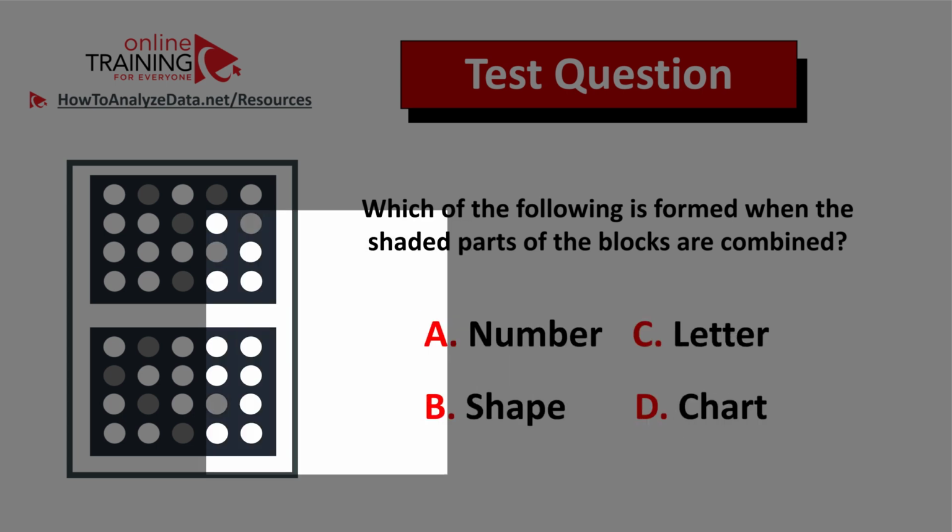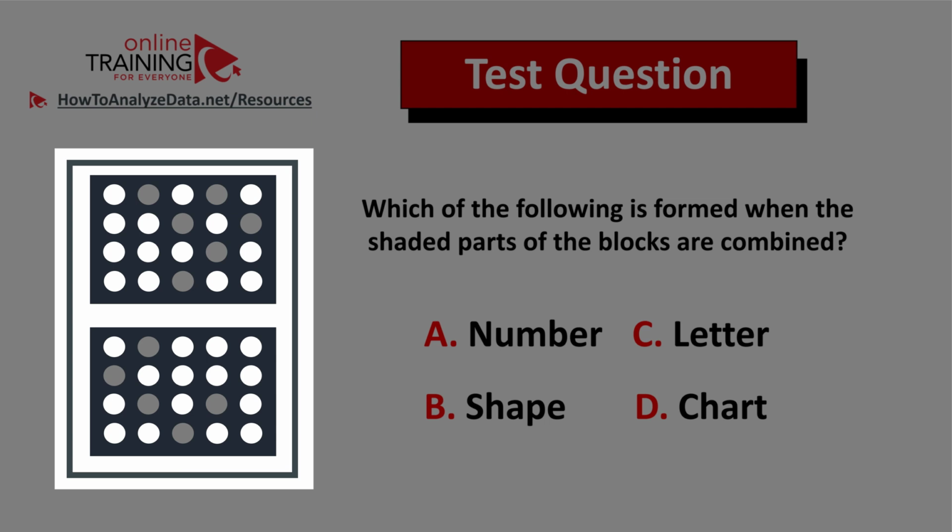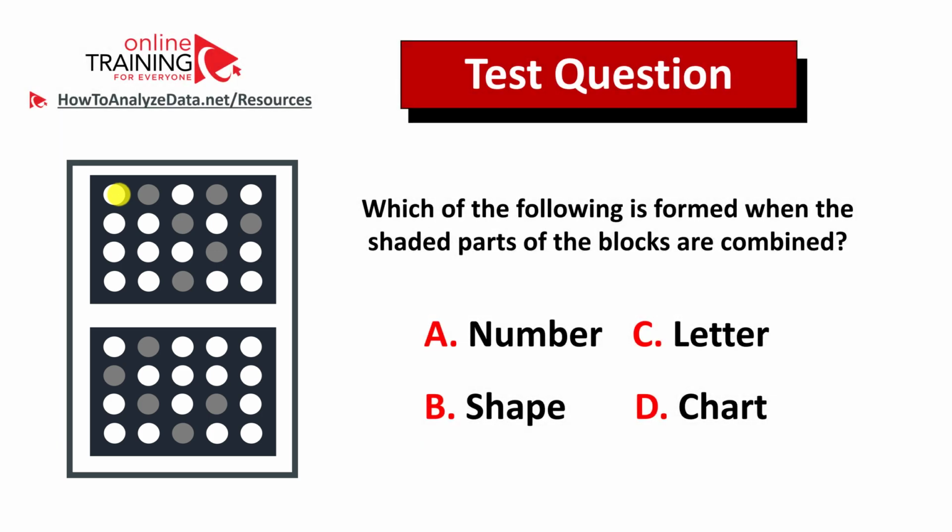On the left, you're presented with 2 blocks. There are 2 4x5 blocks, and each block has white and shaded circles. See if you can come up with the answer and determine what happens when all these blocks are combined. Give yourself 10 to 20 seconds to see if you can come up with the solution on your own.